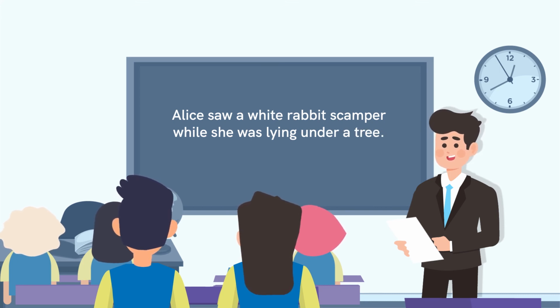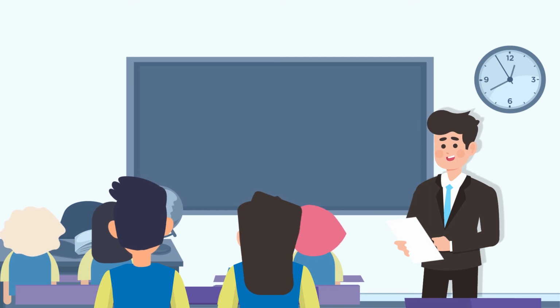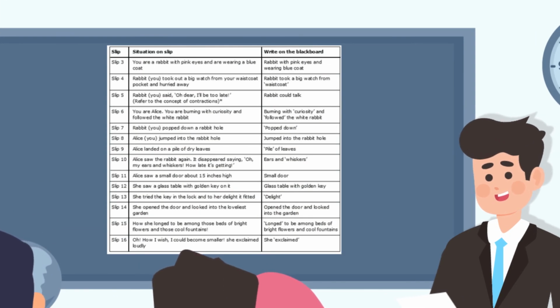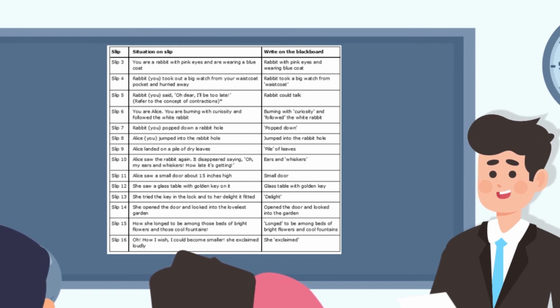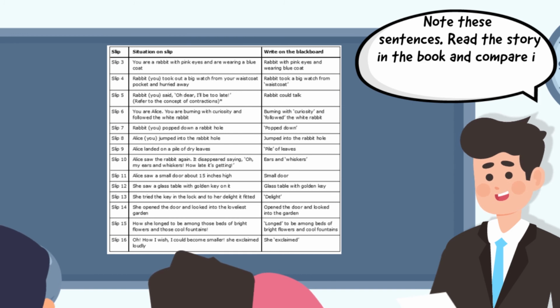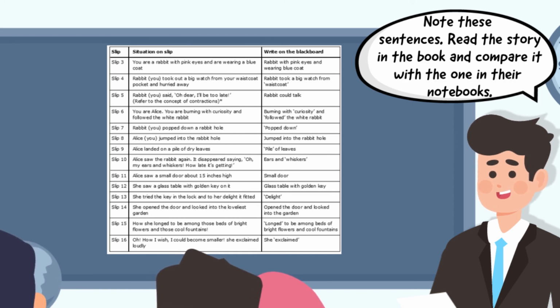We will continue this process with the students enacting the situations from the slips and us noting the summary on the blackboard as shown in this table. We will ask the students to note these sentences and conclude by telling them to read the story in the book and compare it with the one in their notebooks.